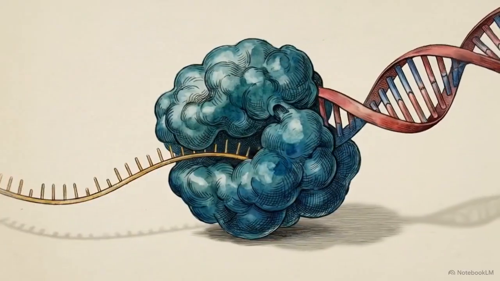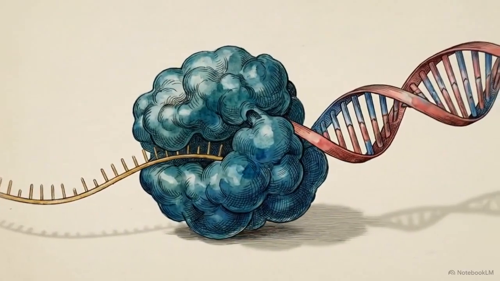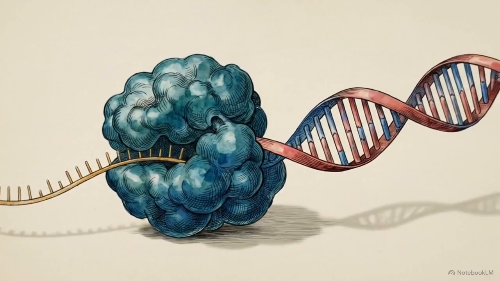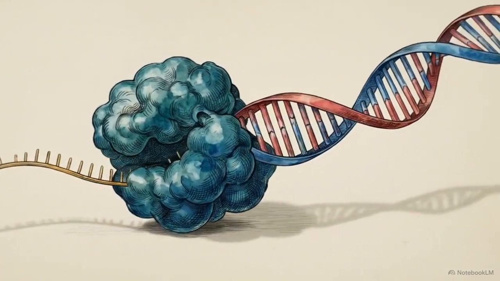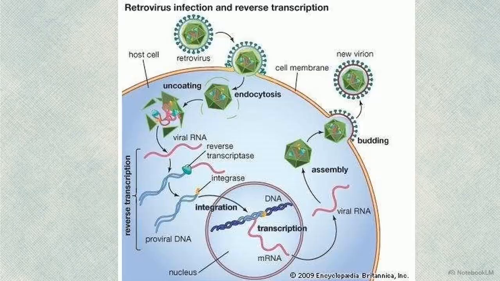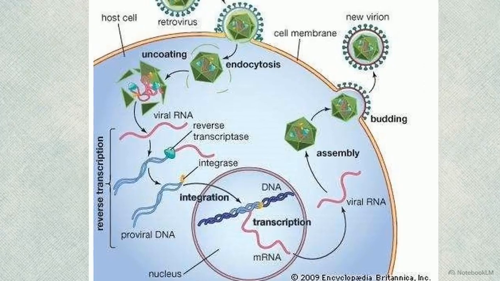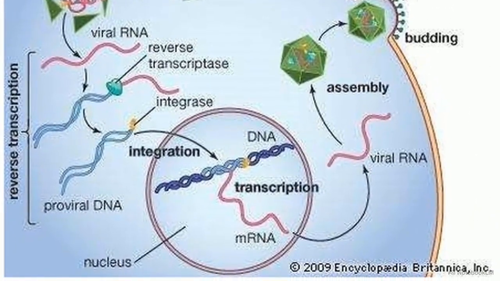Biology rarely operates without exceptions. Retroviruses bridge the gap between RNA genomes and DNA integration, violating the central dogma of molecular biology. This flowchart maps a retrovirus. After uncoating, reverse transcriptase uses the viral RNA to synthesize a complementary DNA strand. This proviral DNA breaches the nuclear envelope and permanently integrates into the host's chromosome, forcing the nucleus to transcribe viral genes.